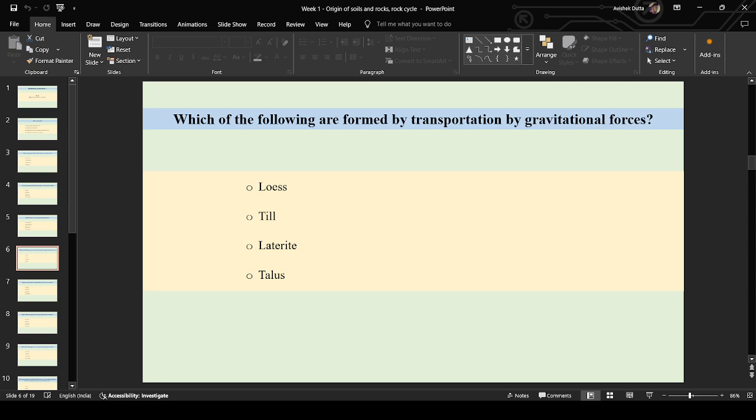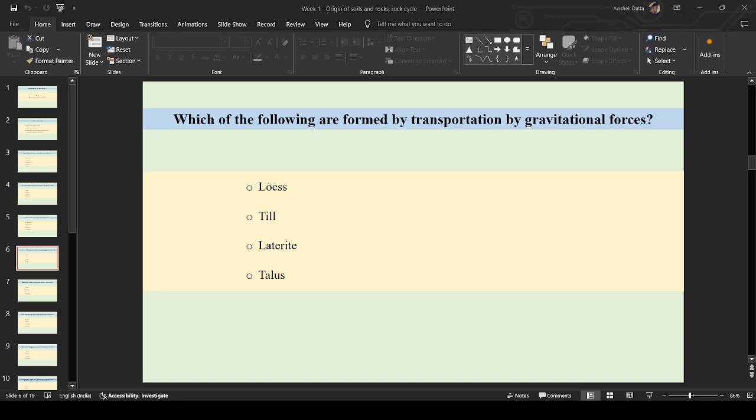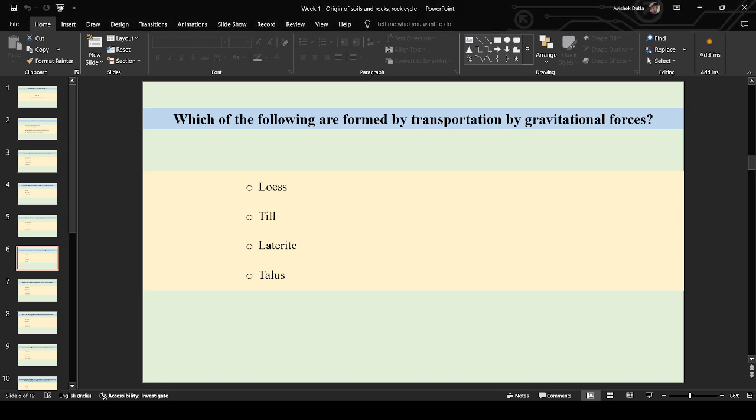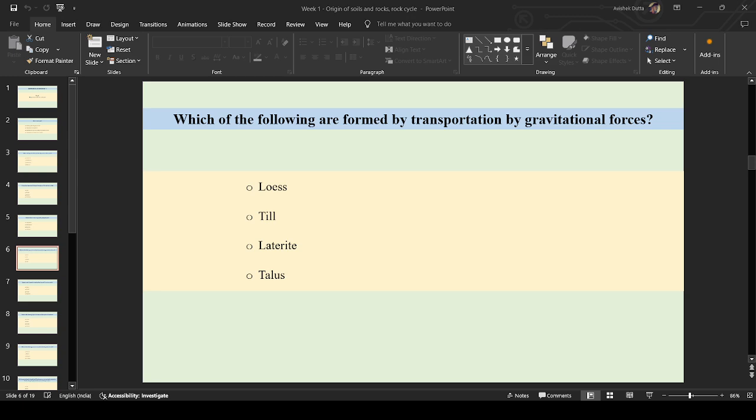I repeat the question. Which of the following are formed by transportation by gravitational forces? Do not write any answer in the chat box. I have told you that you need to solve these questions by yourself. After you solve these questions, I will start discussing the solutions and then you can give your opinions. Before that, please don't write anything in the chat box related to the answers.